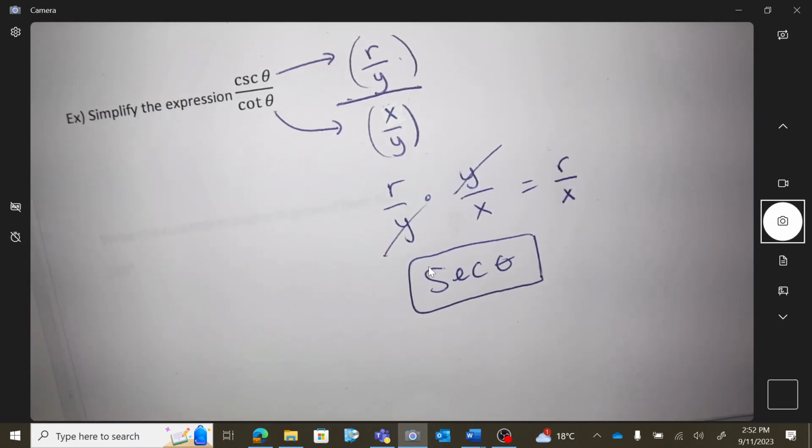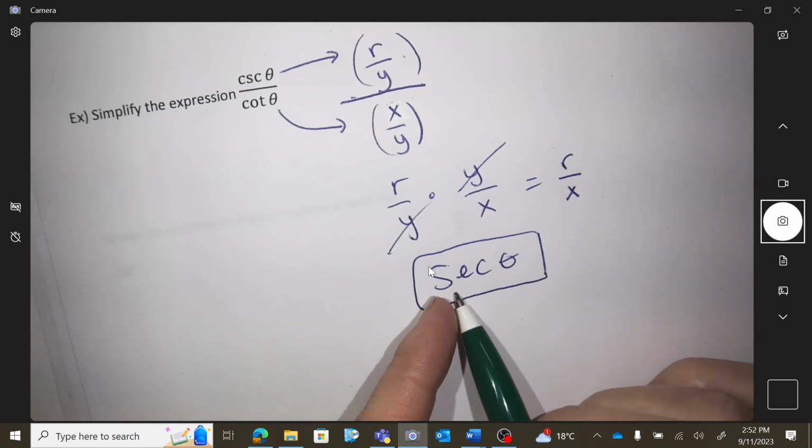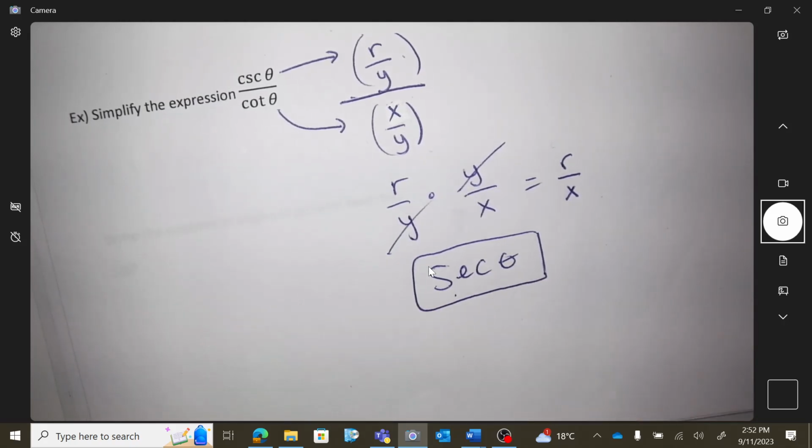Okay? So I'm just going to politely remind you of writing that you always write trig function and an angle. They always go together like that.